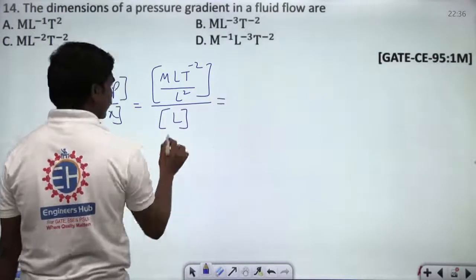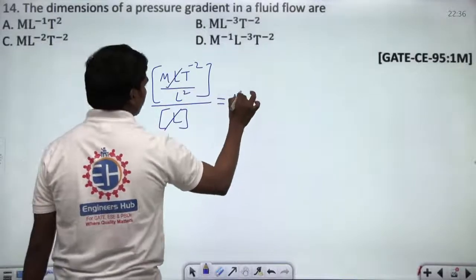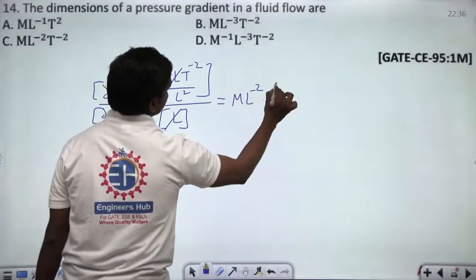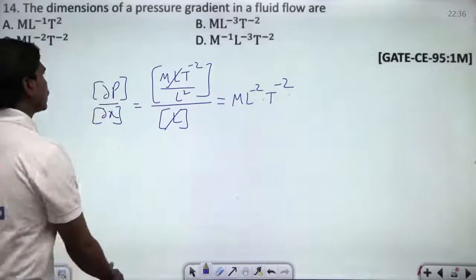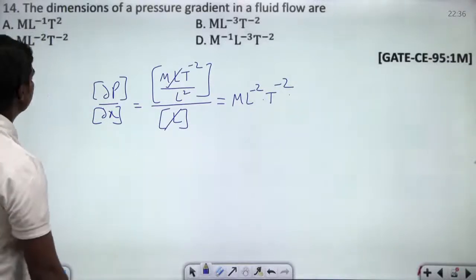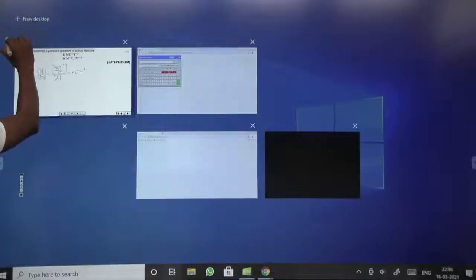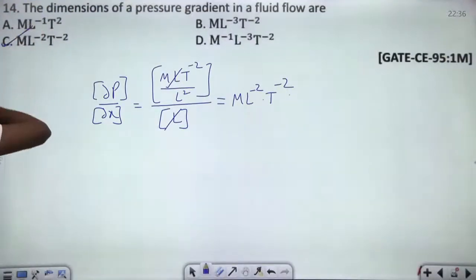So if you take this out, L gets cancelled, and we get M L power minus 2 T power minus 2. These are the dimensions of pressure gradient. So is this option available at some point? M L power minus 2 T power minus 2. Yes, C is the correct answer.